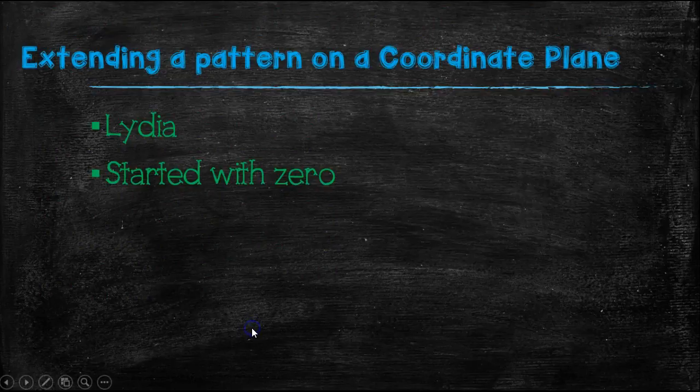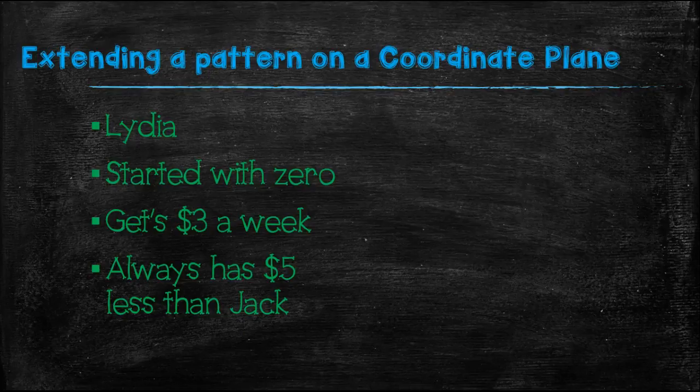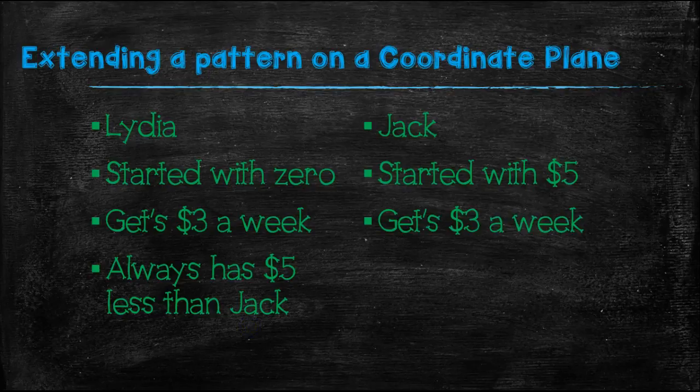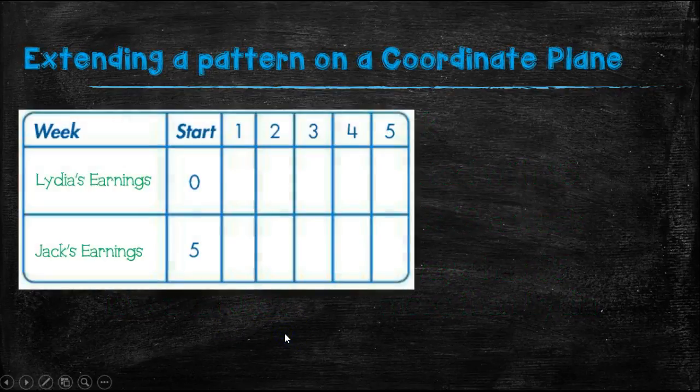So here's what we know. Lydia started with $0 saved, and she gets $3 a week. And she always has $5 less than Jack. That's because Jack started by saving $5. He still gets $3 a week, just like Lydia, so he will always have $5 more than Lydia. So we need to go ahead and first start off by making our table so we can determine how we need to graph this on our coordinate plane.